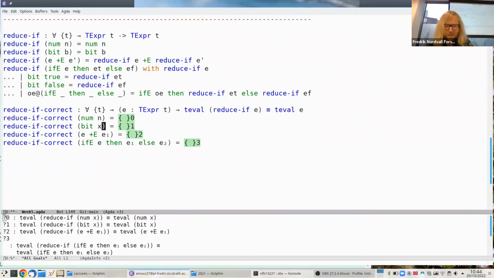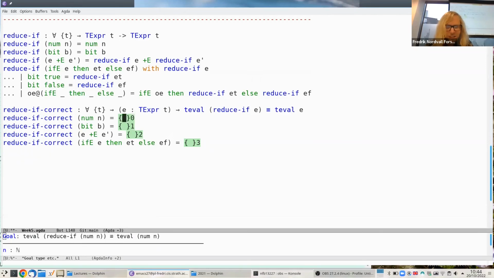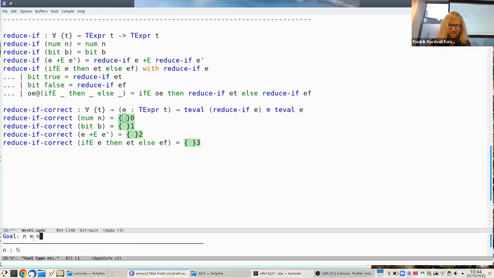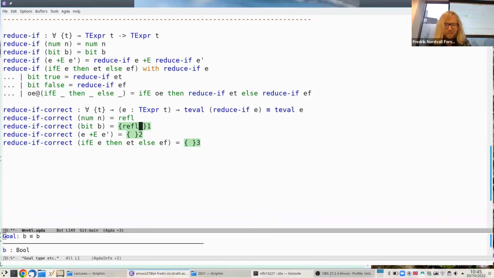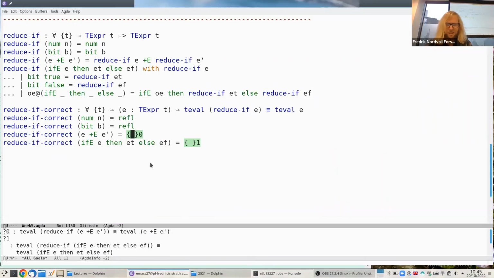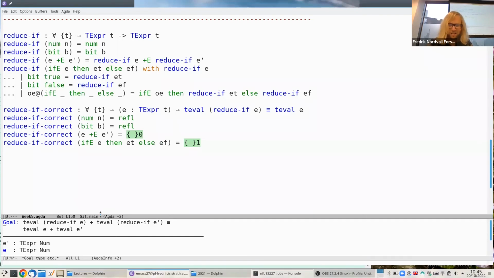Okay, so I do this just like anything else by pattern matching on the thing. I said it was a proof, but I'm really just writing a program, right? Okay, and then I see what I have to do. And I see in the num case, I have a reassuringly easy goal because we just said that reduce if does nothing here, right? So this is just refl. In the bit case, the same thing.